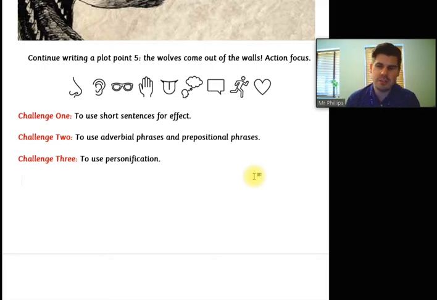So short sentences are fine. Adverbial phrases and prepositional phrases. Adverbial phrases are those phrases that tell us how something happened, and a phrase is more than one word with no verb in it. Prepositional phrases are phrases that tell us where something happened or the location of something. Again, a phrase is more than one word, but there's no verb in it. So we'll be having a little look at using adverbial phrases and prepositional phrases in our writing.